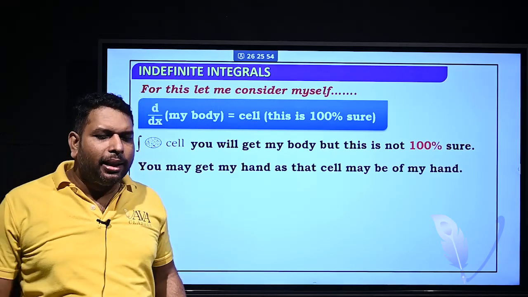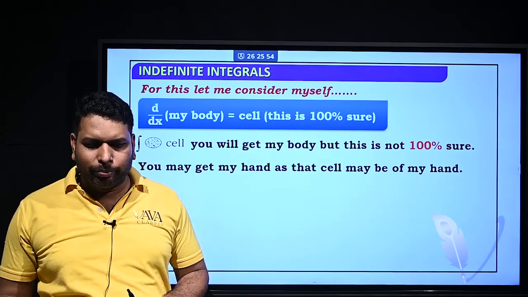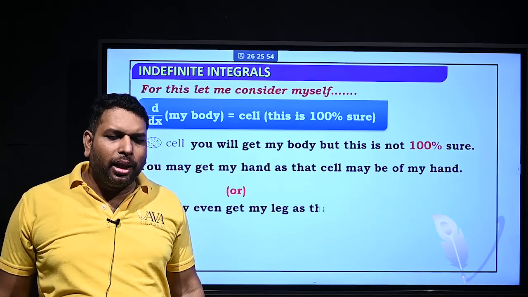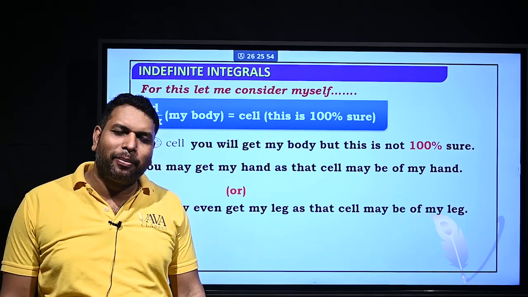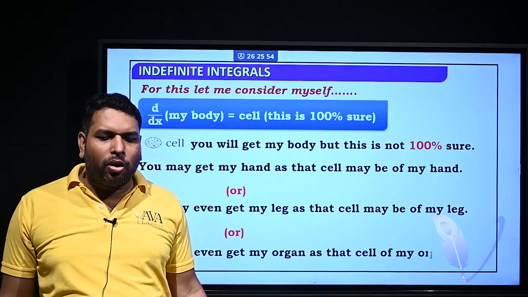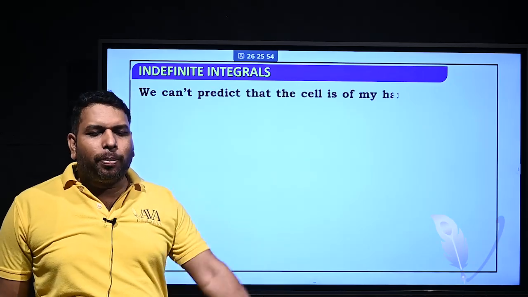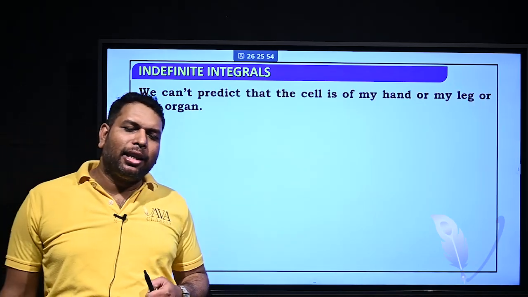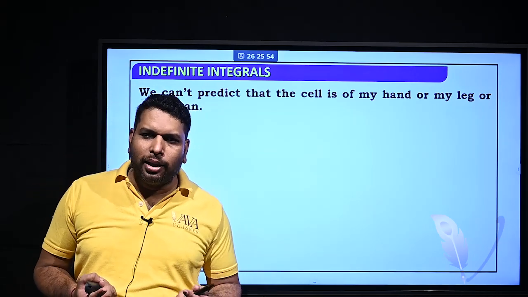You may get my hand as that cell may be of my hand, or you may even get my leg as that cell might be of my leg. Or you may even get my organ as that cell of my organ. So we cannot predict that the cell is of my hand or my leg or any organ.